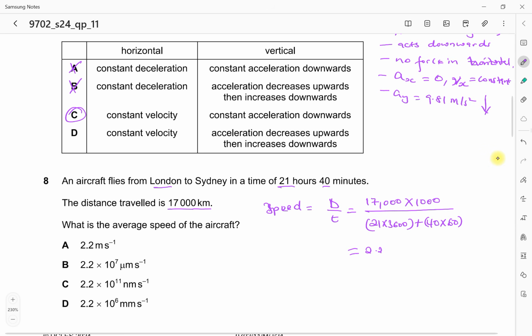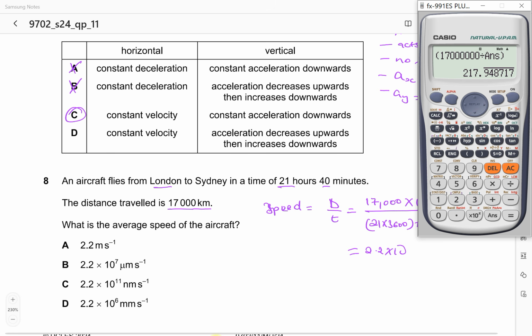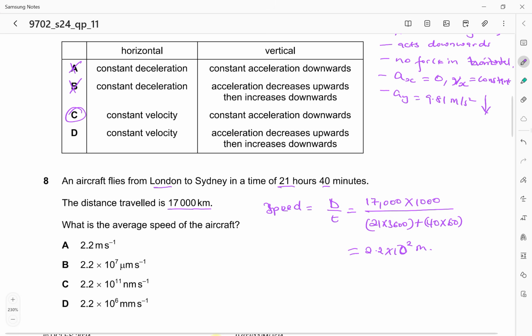So this is 2.2 times 10 to the power of 2 meters per second. So this A is wrong. Then let's check micro. If I change to micro, this is going to be 2.2 times 10 to the power of 2. To bring in a prefix, we divide by its value. So I divide by 10 to the power of minus 6, which is going to be 2.2 times 10 to the power of 8 micrometers per second. So this is also wrong.